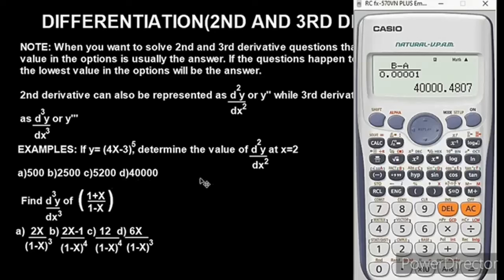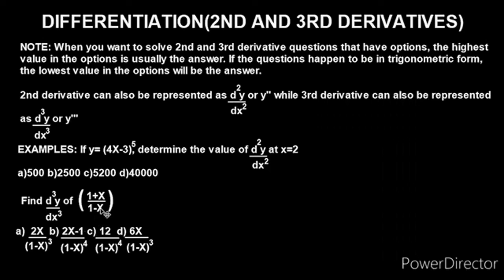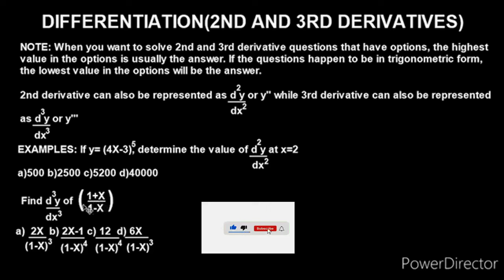So guys, this is how you can use these two tricks to solve this kind of question under second derivative, right? It's also applicable for third derivative. So right now let's solve this next example we have here. Okay, now as we did here, this question says find the third derivative of in bracket 1 plus x over 1 minus x.